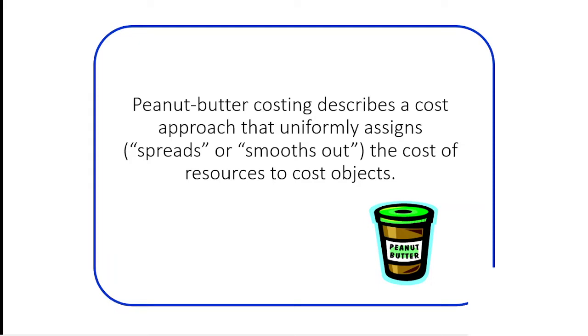So that's called peanut butter costing. It describes the approach as uniformly assigning. So I assign all the resources equally to the cost objects. But that's not the reality.